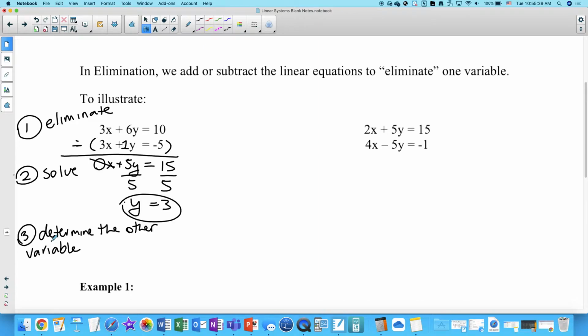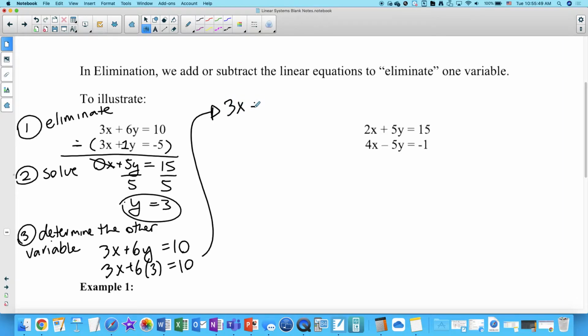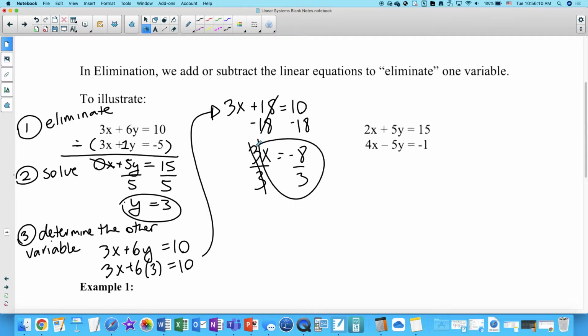Okay, so let's say I use the first equation, for example, 3x plus 6y equals 10. I know that y equals 3, so this becomes 3x plus 6 times 3 equals 10. That's 3x plus 18 equals 10. And then I can subtract 18, and I get 3x equals negative 8. Okay, so divide by 3. And here's my x value. x equals negative 8 over 3.